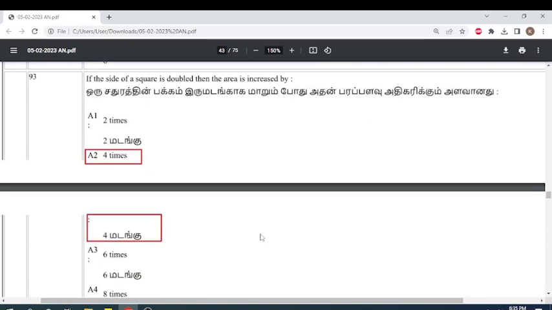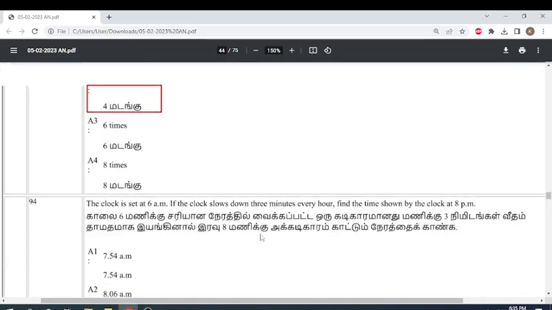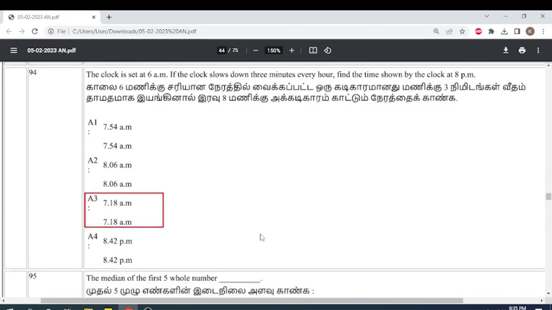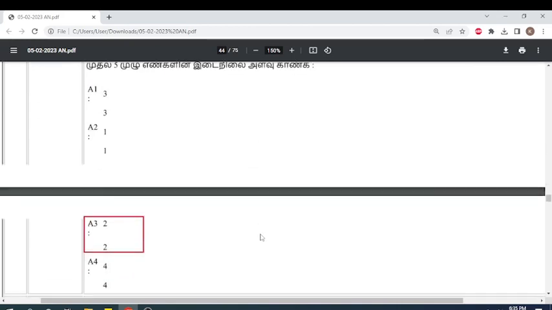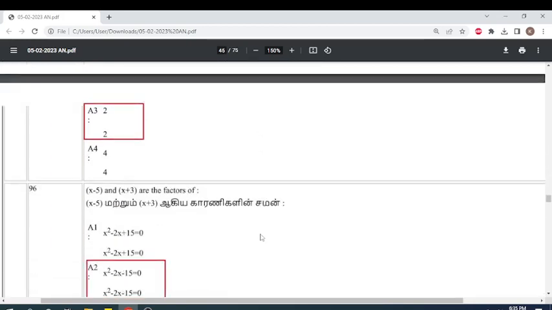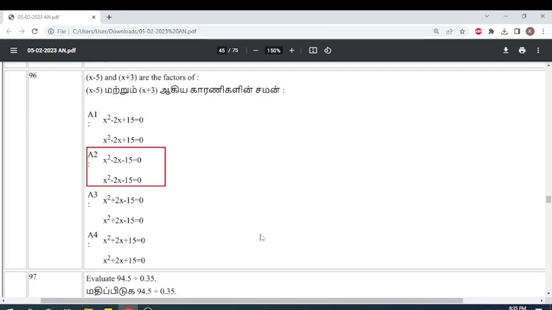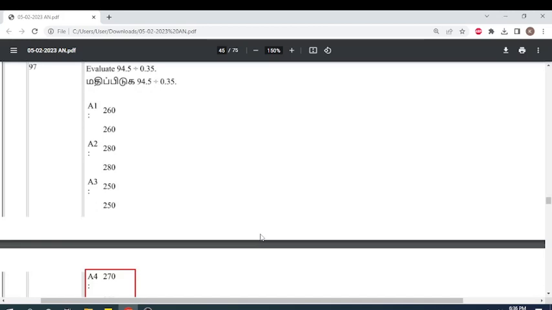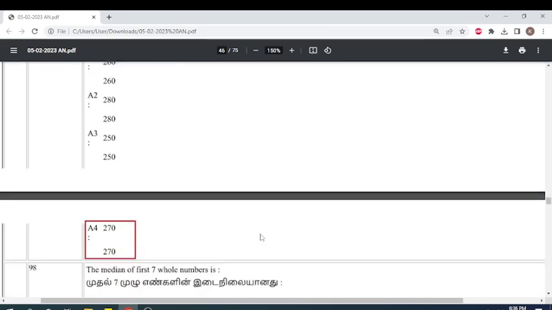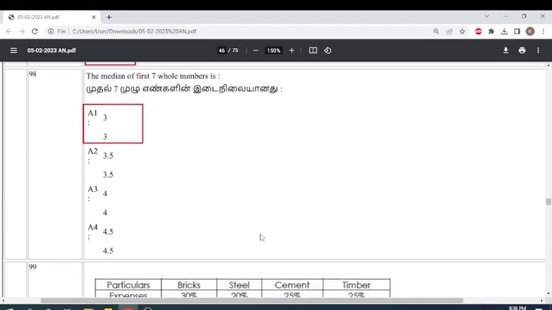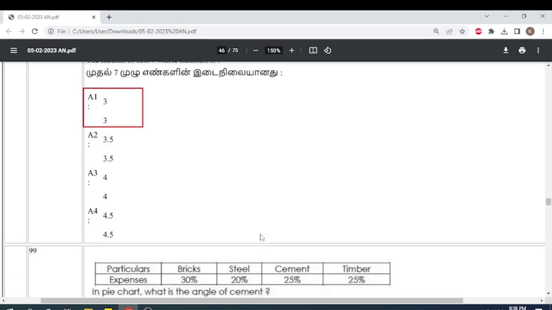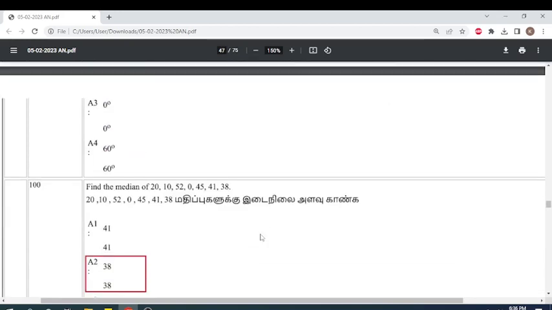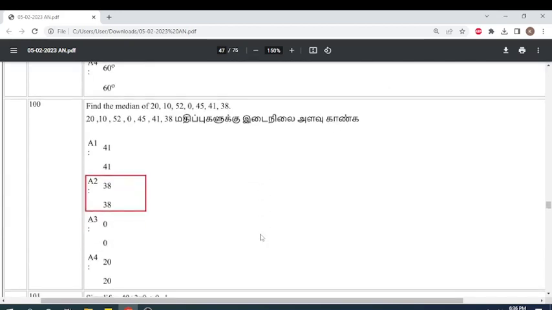93 question answer A2. 94 question answer A3. 95 question answer A3. 96 question answer A2. 97 question answer A4. 98 question answer A1. 99 question answer A2. 100 question answer A2.